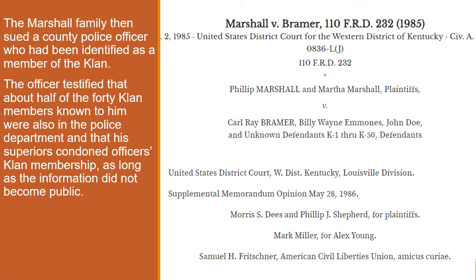So what you can see on the right here is that actual court case with Philip Marshall and Martha Marshall versus Carl Ray Bramer, Billy Wayne Emmons, John Doe, and unknown defendants K1 through K50. K1 through K50 are the people who burned the house down.